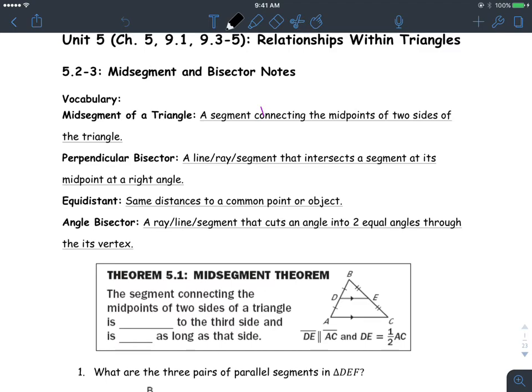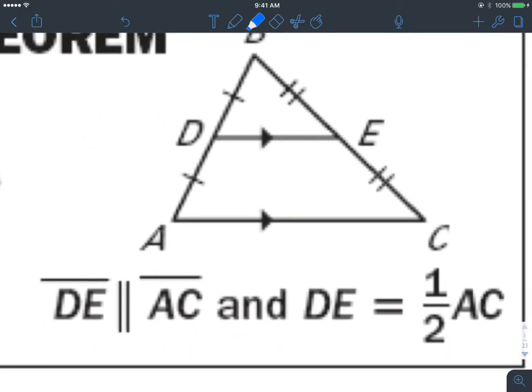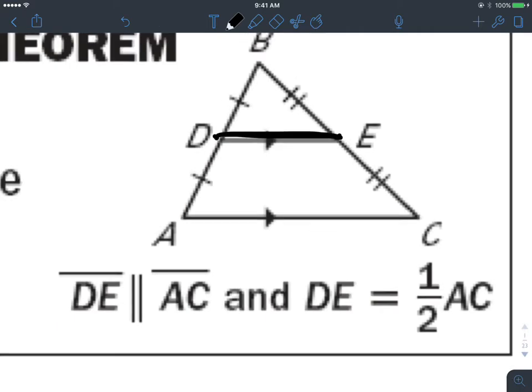Alright, we got the beginning of Unit 5 here. We're going to be talking about mid-segments, and then we got two new properties for perpendicular bisectors and angle bisectors. So anyways, mid-segment of a triangle, that's kind of new here. That's going to be a segment connecting the midpoints of two sides of a triangle. So if you look down here, this would be a mid-segment here, DE.